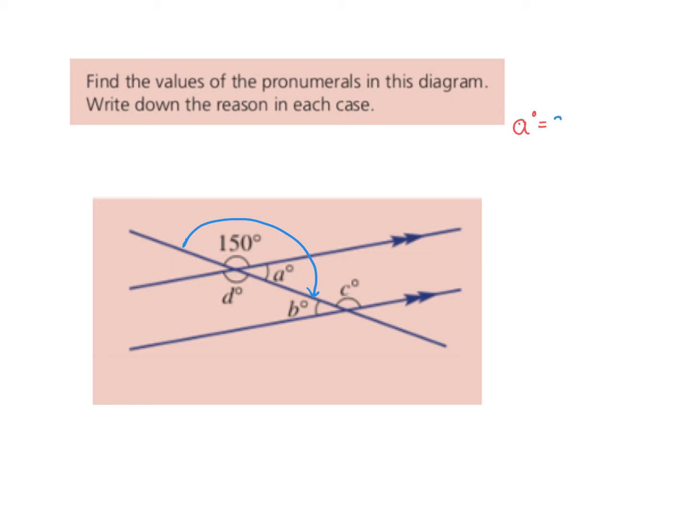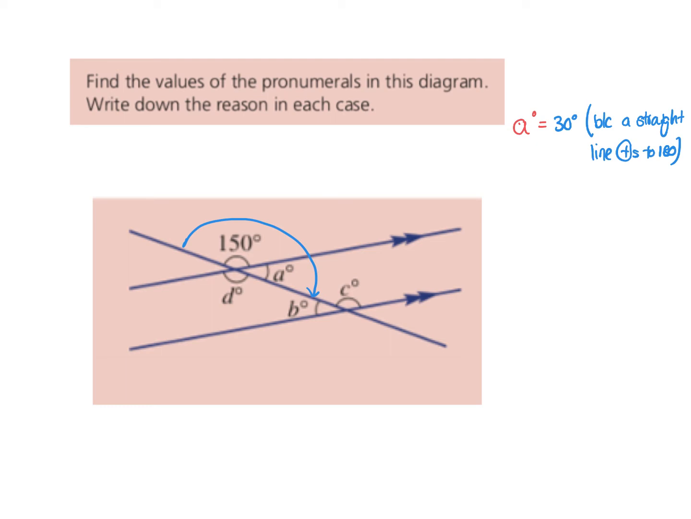30. Good. A will equal 30, and you can just say because a straight line adds up to 180. Okay? You can just write that. All right, so you now know that angle A is 30.